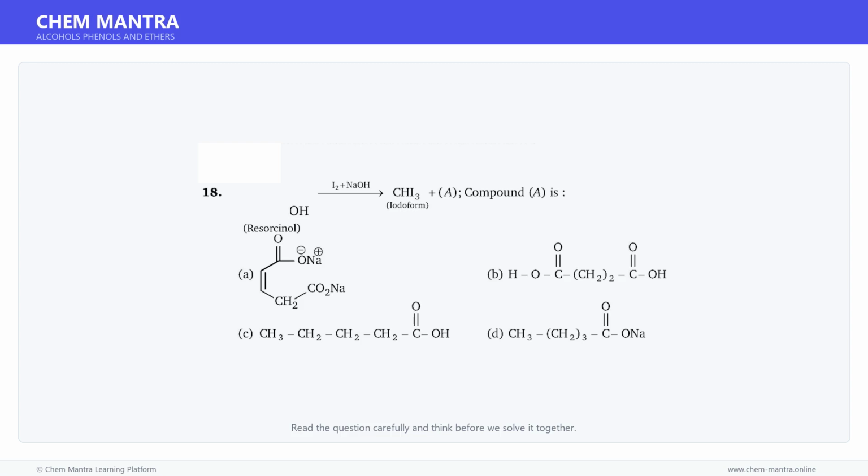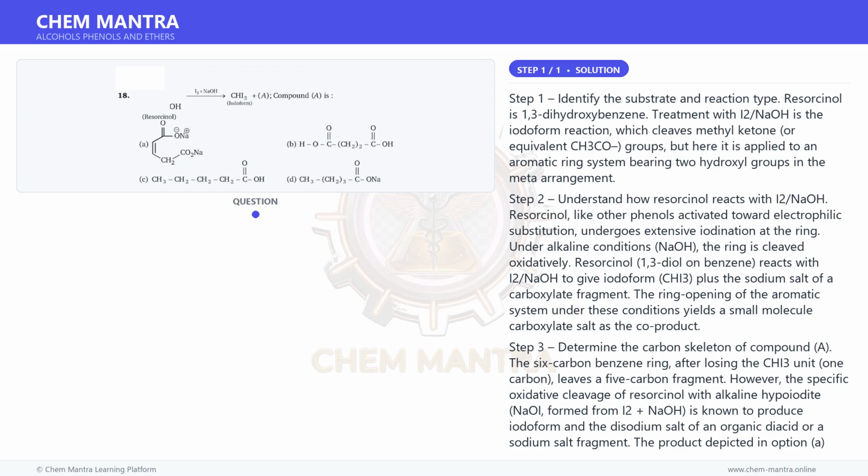Here is a question. Read it carefully and think about the answer. Let us solve it step by step. Let us begin solving this step by step. Step 1. Identify the substrate and reaction type.